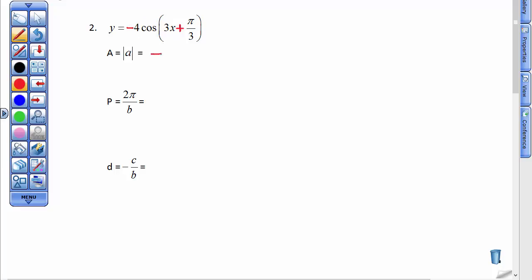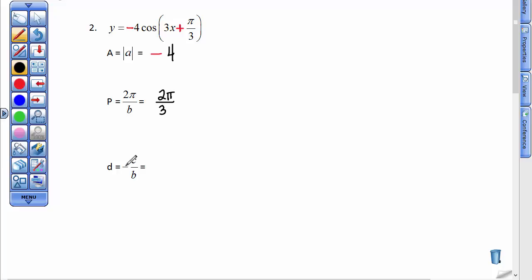Remember, I like to put the negative sign down for the amplitude so I can see it, even though it says what's the absolute value of A. So the amplitude of this curve is 4. I just do this for myself so I can remind myself, don't forget to draw this upside down. Then I'll take 2 pi and divide it by the coefficient of x, which is this 3, and there's nothing to be reduced.